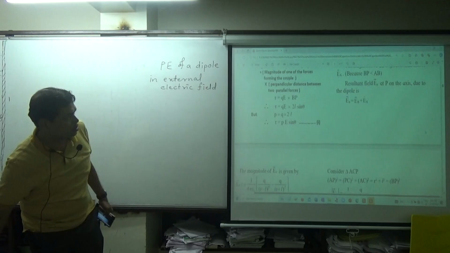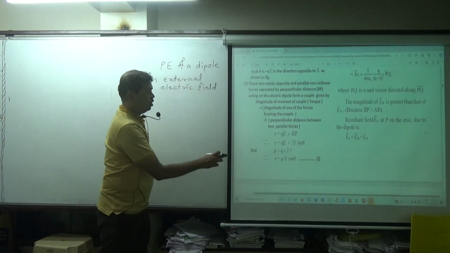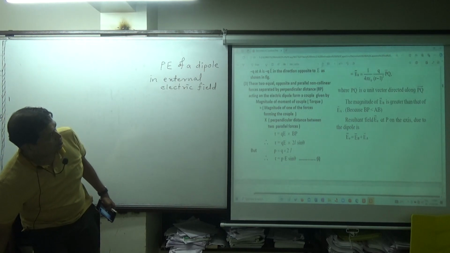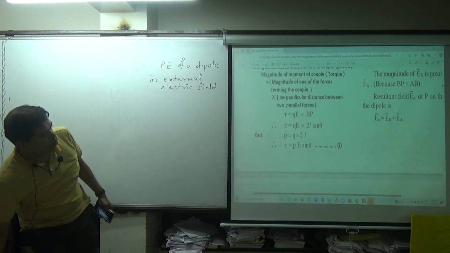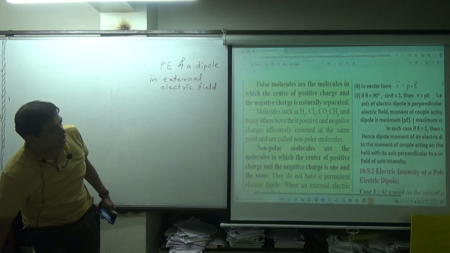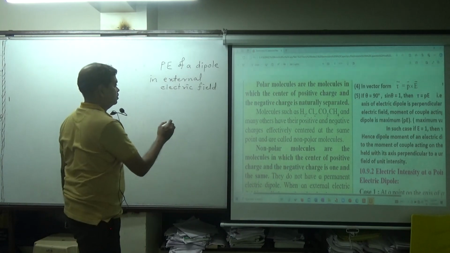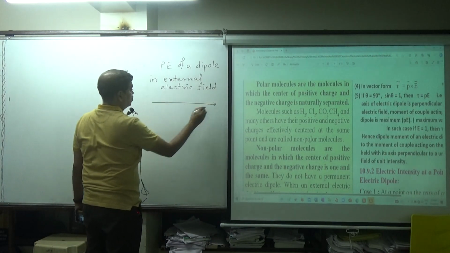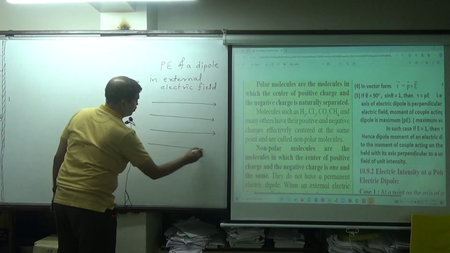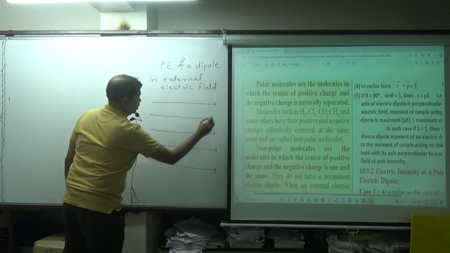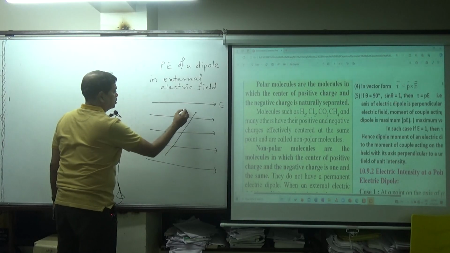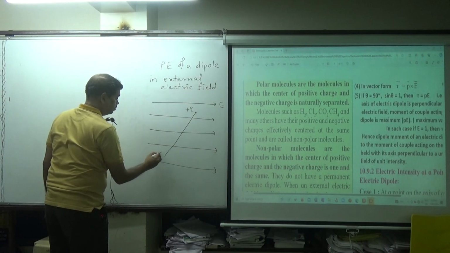The formula was torque is equal to P E sin theta. In terms of vector product, it is P bar cross E bar. So torque acts on the dipole, and we have already derived its formula in an external electric field. This is the external electric field in which the dipole is placed, this is plus q, this is minus q.